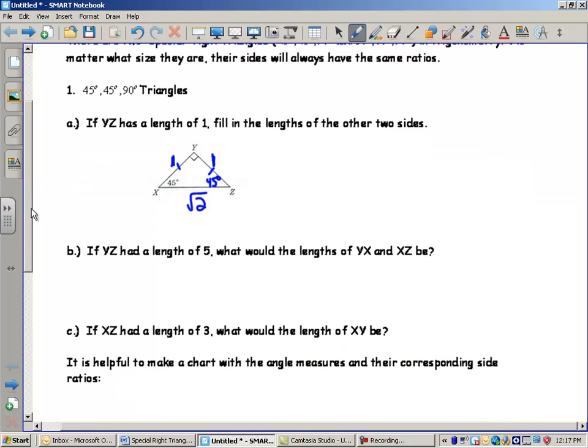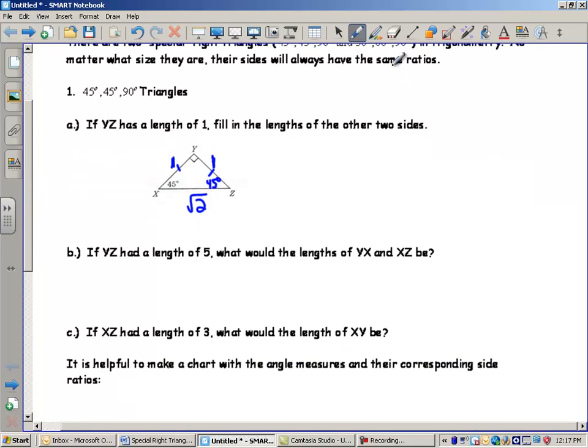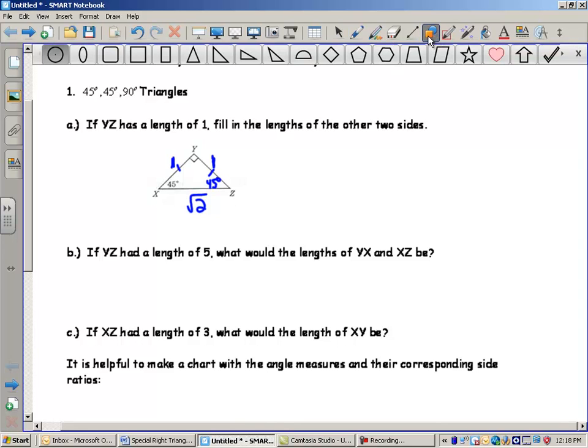So let's take a look at part B. If YZ had a length of 5, then what would the lengths of YX and XZ be? So let's take a look at this.